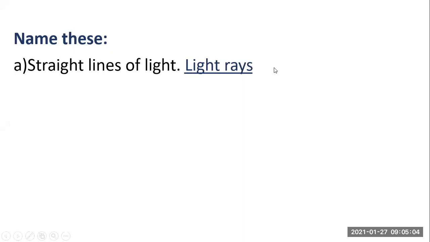The next exercise, which is the last exercise of this chapter, is name these. I hope you have copied down all the name these. So number one is straight lines of light. What are they called? They are called light rays. Straight lines of light are known as light rays.